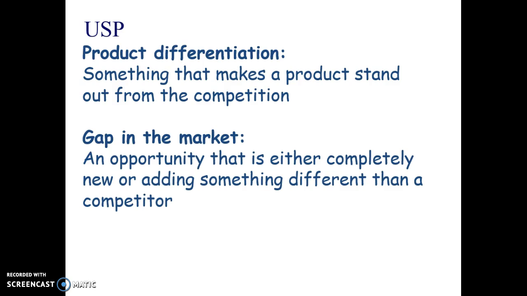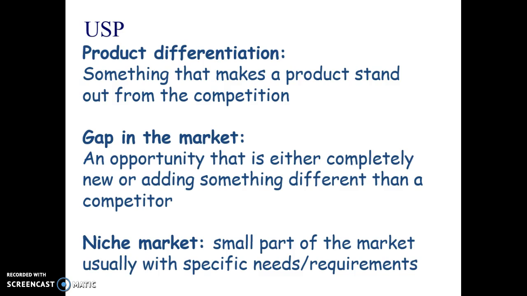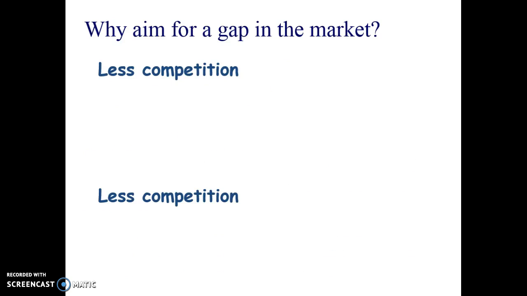And gap in the market. This is an opportunity that's either completely new or adding something different that a competitor hasn't added. We'll have a look at a few examples in a few slides' time. A niche market as well is a small part of the market, usually with very specific needs or requirements. Now, this term niche market isn't in your textbook, but it does appear in the specification, so that's why I've put it in there, and we'll have another look at some niche markets later on.